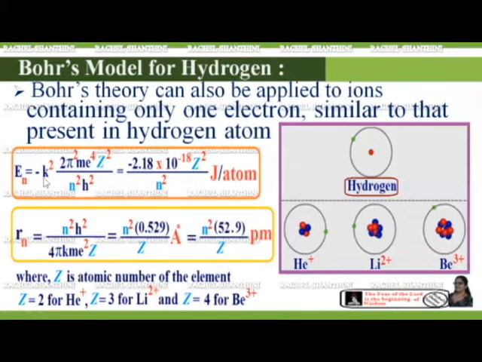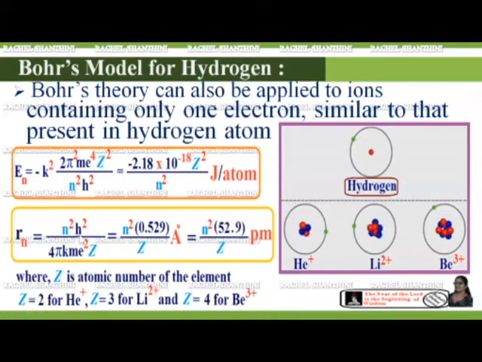If we substitute the value of k, pi, m, e and h in this expression, we get minus 2.18 into 10 to the power of minus 18 z square upon n square joules per atom. And the radius of the nth orbit is given by the expression Rn is equal to n square h square upon 4 pi k m e square into z.